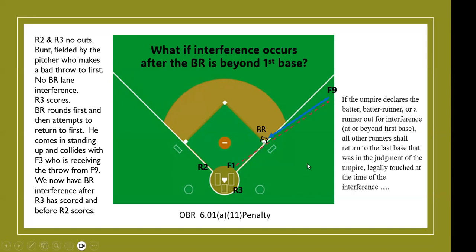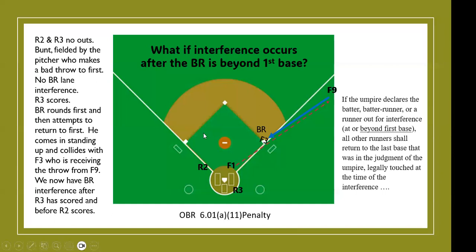It changes after first base. If the umpire declares the batter runner, or a runner out for interference at or beyond first base, all other runners shall return to the last base that was, in the judgment of the umpire, legally touched at the time of interference. At the time the interference occurred, again, R3 had scored. You cannot take that away from him with less than 2 outs. R2 had rounded third but had not yet scored, so he goes back to third base.